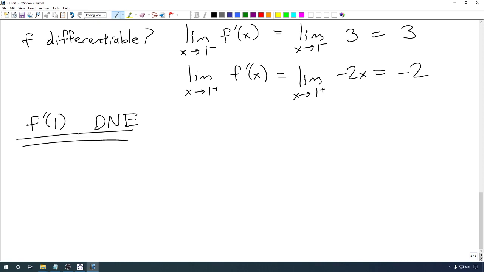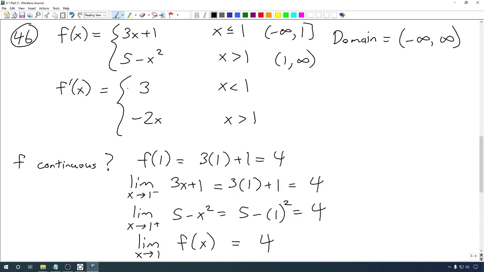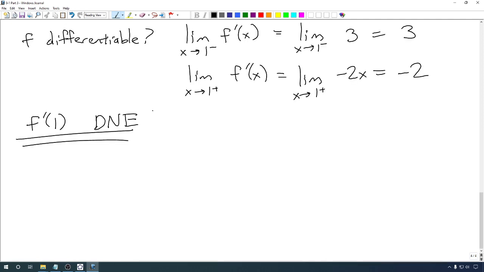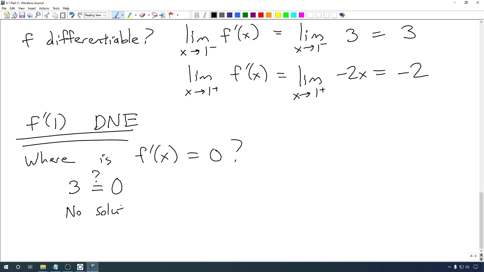We could also go ahead and see where the derivative is equal to 0. Basically, where would our pieces potentially equal 0? Now, since our derivative actually has two pieces, we'll go ahead and try both of our pieces. For our first piece, the derivative is equal to 3. Is 3 ever equal to 0 for any x value? No, that's not true. So there's no solutions over here.